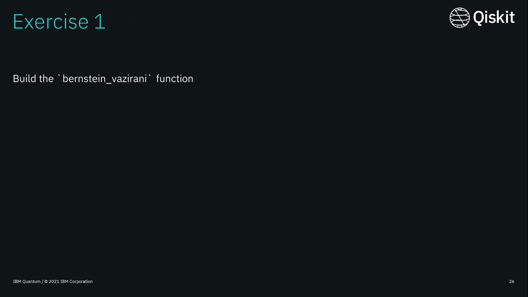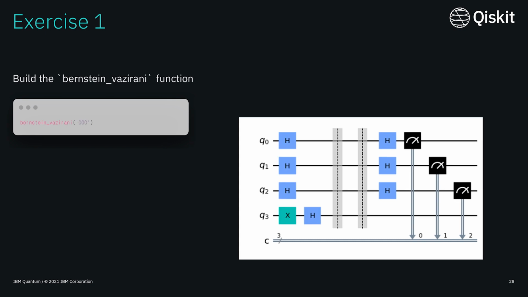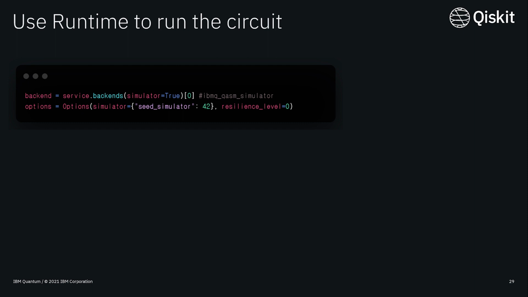Now here is exercise 1. You have to build a function that builds Bernstein-Vazirani. So if you input 111 in this function, this corresponding circuit is formed. And when you set your input as 000, this circuit is formed. Now we can make the Bernstein-Vazirani circuit and use 000 and 111 circuit that are introduced earlier to run on Qiskit Runtime. We set the backend as IBM Q Quantum Simulator and in option, set the seed and resilience level. Here the resilience level is 0, so no error mitigation is set.